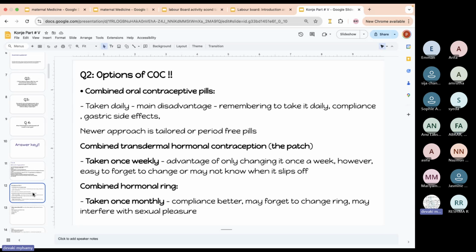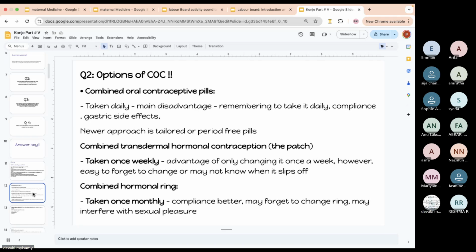The pills: basically it's a combined hormonal pill. It has the advantage of contraception and non-contraceptive advantages. Nowadays there is a newer approach, that is the tailored or period-free pill. Although it has not been recommended, FSRH still recommends that tailored approach. So for 90 days straight away the patient can continue and she may not bleed. But the side effects are gastric side effects, and sometimes compliance, like remembering it daily; sometimes my patient might be forgetting. So compliance is very important.